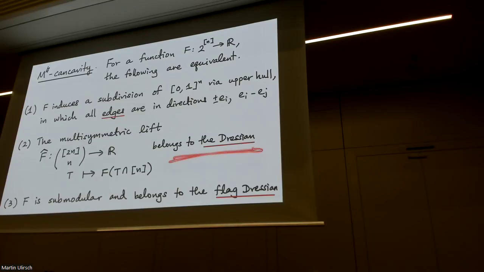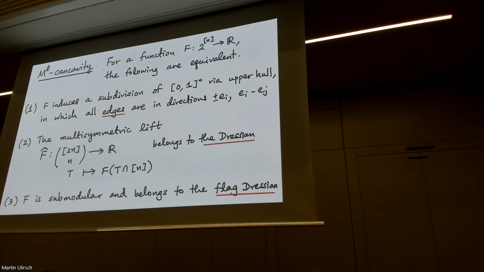It belongs to the Dressian. Remember, the Dressian is the set of all valuated matroids, the set of all matroids, these geometries, so they satisfy the tropical quadratic Plücker relations, these maximum-attained-twice conditions. So it is equivalent. Another way to characterize M-natural concave functions is that f is submodular and belongs to the flag Dressian. This is again the combinatorial model for the flag variety. So these are combinatorial statements, and all of these are equivalent. A nice thing about this is, where we started, it's not obvious what representability means.